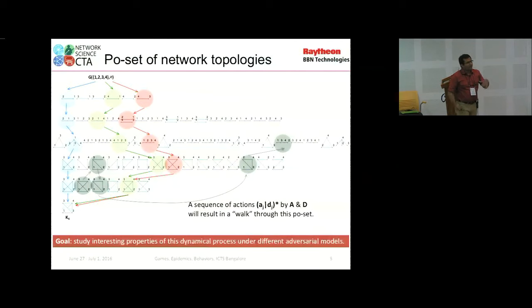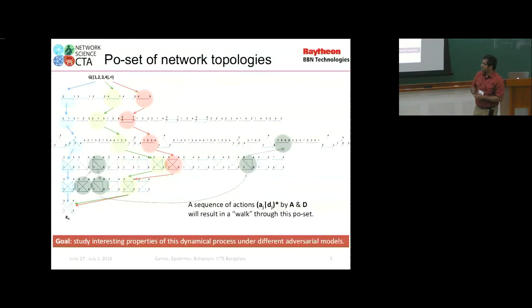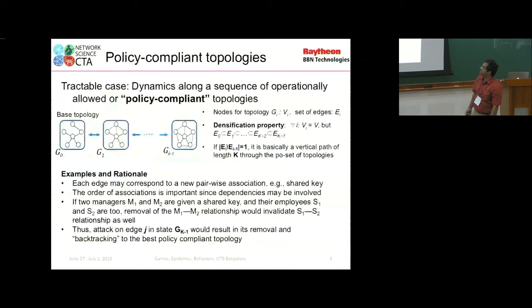Now, what we really want at a high level in this task is to study interesting properties of some dynamical processes under different adversarial models on this type of poset structure. Having said that, the poset structure is exponentially large in size, so we had to pare down the problem to make it more tractable, to see what the tractable, interesting use cases of the problem are, which I'm going to go over next.